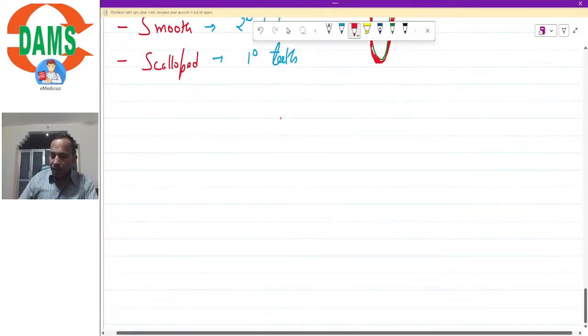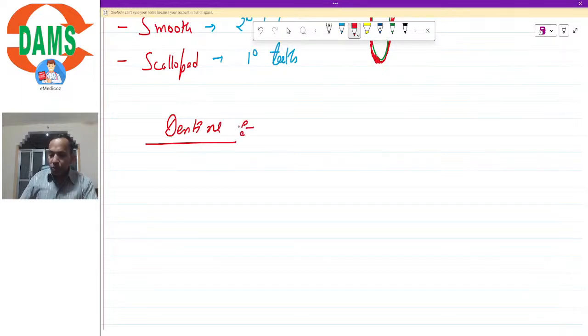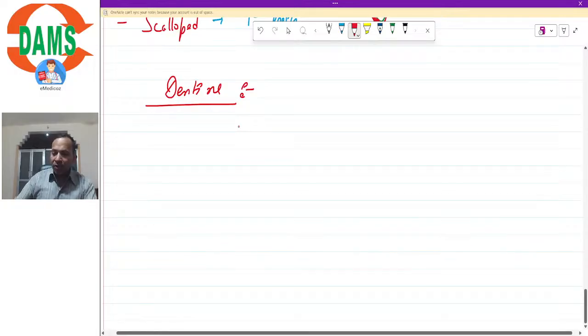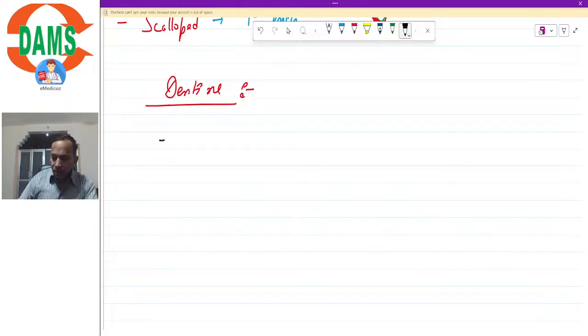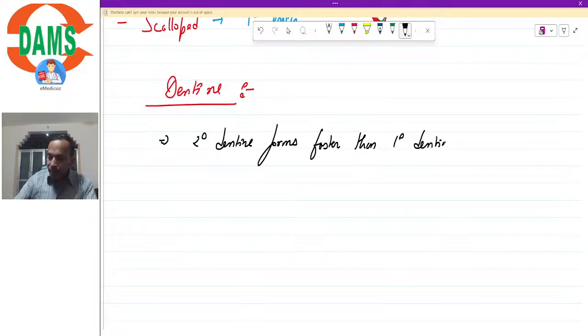Now let's go to the dentine. So do you think there is a difference in the dentine between primary and permanent? Which of the two do you think forms at a rapid pace? Between the primary and permanent, which dentine forms faster? So the permanent dentine forms faster than primary dentine, and we have seen that the pace of formation of permanent dentine is approximately 4 microns per day.